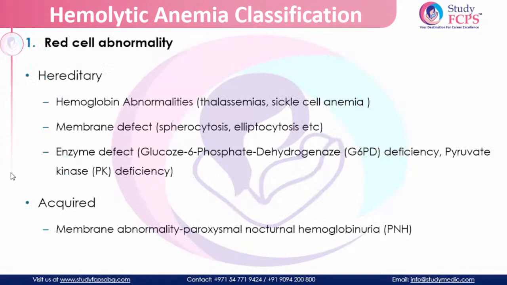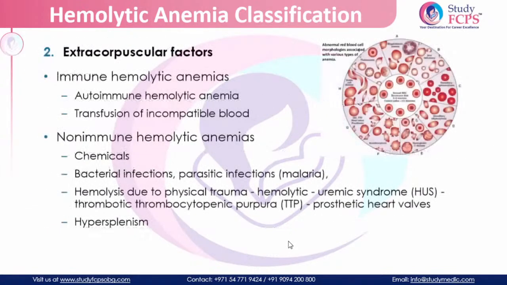So if we consider red cell abnormality, it can be hereditary or it can be acquired. Hereditary abnormalities include hemoglobin abnormalities like hemoglobinopathies, thalassemia, sickle cell anemia. There can be membrane defects like spherocytosis, elliptocytosis. There can be enzyme defects like G6PD deficiency and pyruvate kinase deficiency. And an acquired red cell abnormality, that is a membrane abnormality, paroxysmal nocturnal hemoglobinuria is an example.